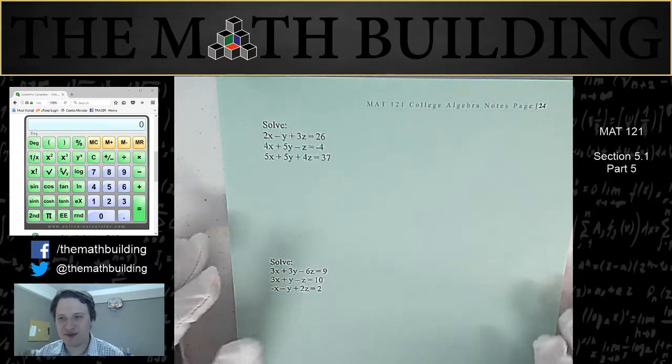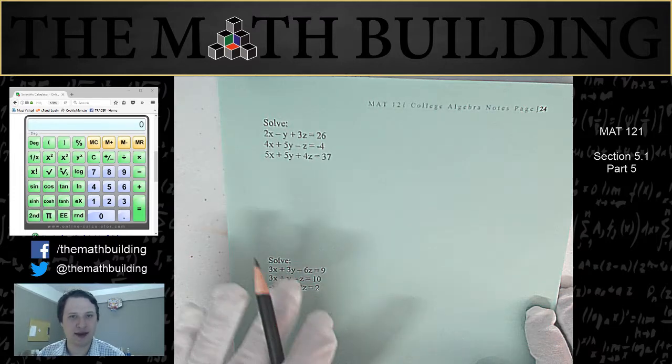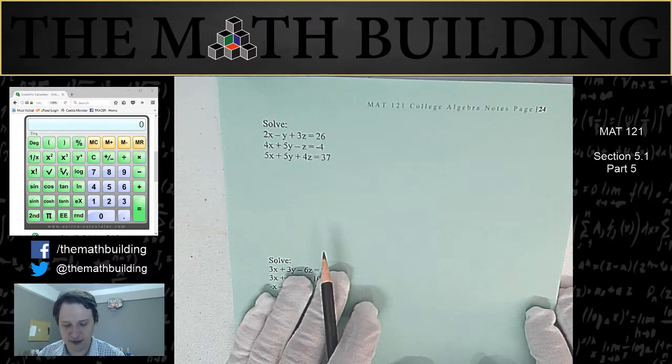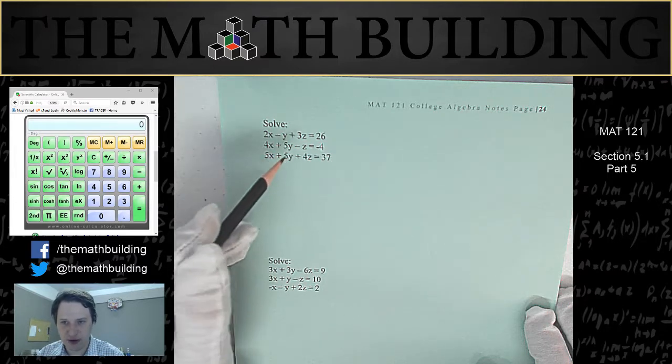And welcome back to section 5.1. I know this section is getting a little long, but there's a lot in here, and I want to make sure you understand how to do it. We're going to solve another system of 3 equations and 3 variables.